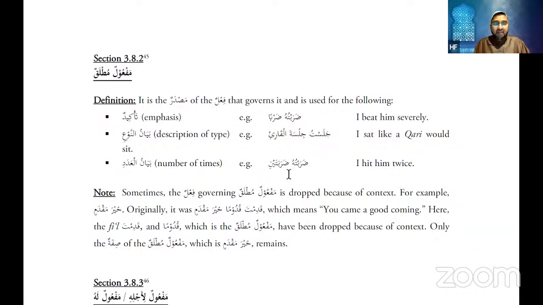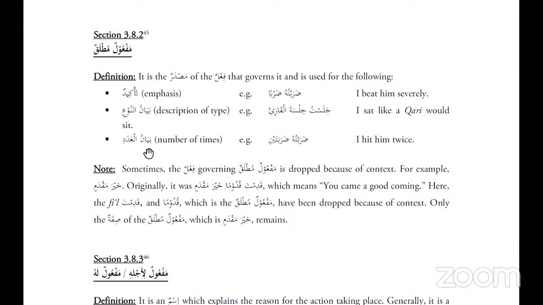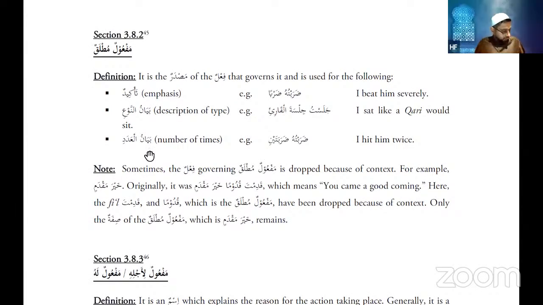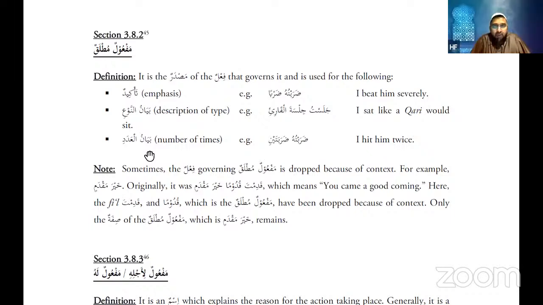And then thirdly, the number of times is bayanul adad. Darabtuhu darbatayn, I hit him twice. This is the only thing. The notes here, I don't want you to touch them because I will do this at the next level. I just want the basic understanding that whenever the object of the verb shares the same root word as the verb, it is maf'ul mutlaq.